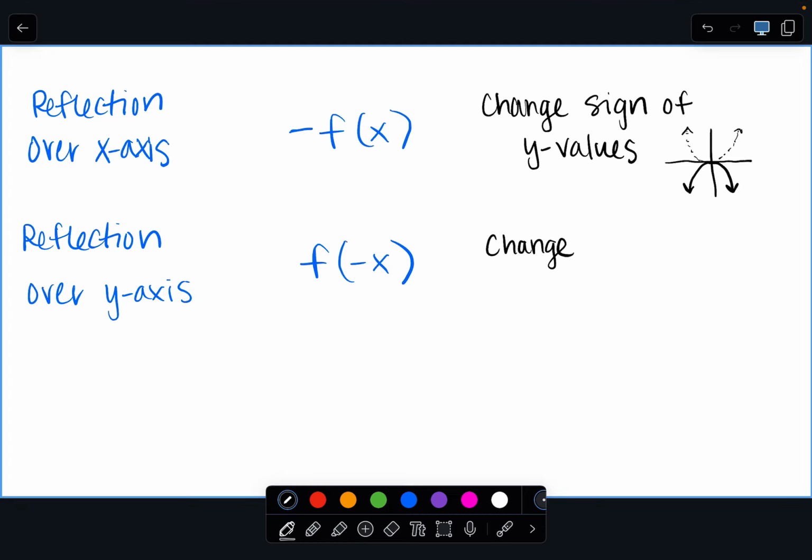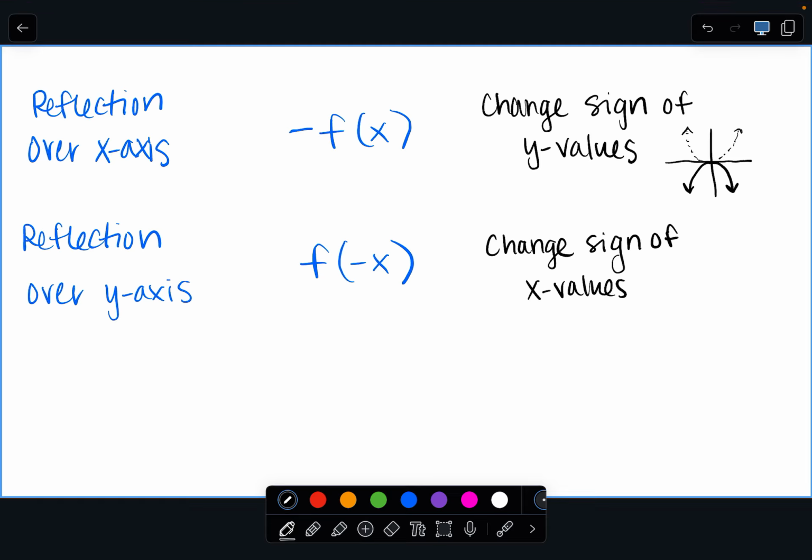This time we're going to change the sign of the x values. And usually we don't see this transformation a ton because a lot of the parent functions that we deal with have reflectional symmetry. Basically meaning if I take a quadratic and I reflect it over the y-axis and it's sitting at the origin, it's going to look exactly the same.